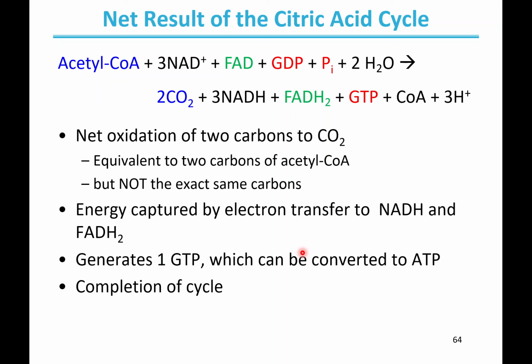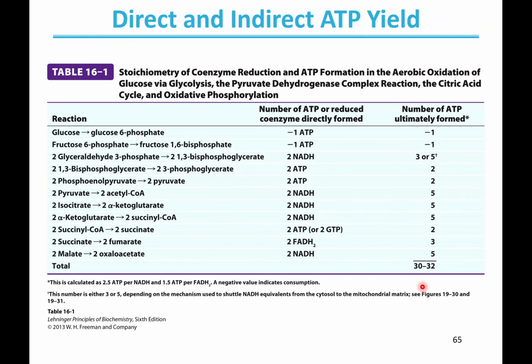The energy captured by electron transfer to NADH and FADH2, we'll see that becomes very important. It generates 1 GTP, which can be converted to ATP, but that's not really the important part of this. It's the reduced electron carriers. And that's kind of driven home in this table. So this shows you how much ATP is either used or formed by specific steps.